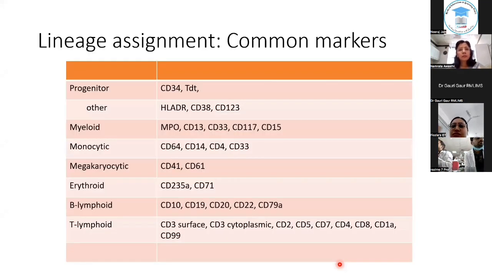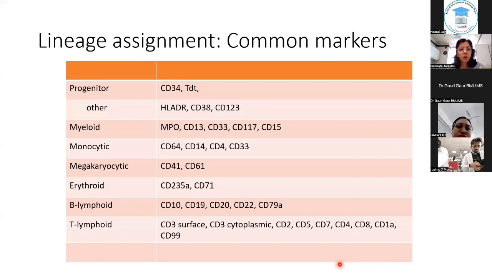What are the common markers for lineage assignment? For progenitors, most commonly used are CD34 and TdT. Other markers which can be used as progenitor markers but are also seen as activation markers are HLA-DR, CD38 and CD123. The myeloid markers commonly used are cytoplasmic myeloperoxidase or MPO, CD13, CD33, CD117, and CD15, which is a marker for maturation. On monocytes, one can assess CD64, CD14, CD4, CD33, CD11c, and so on. And CD14 is a marker which comes in mature monocytes.